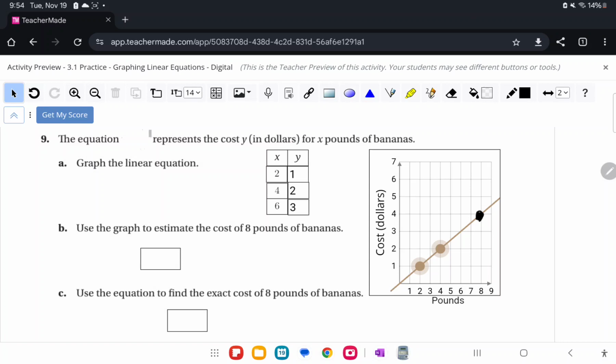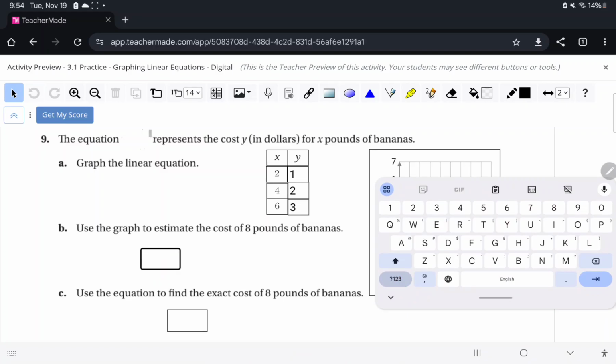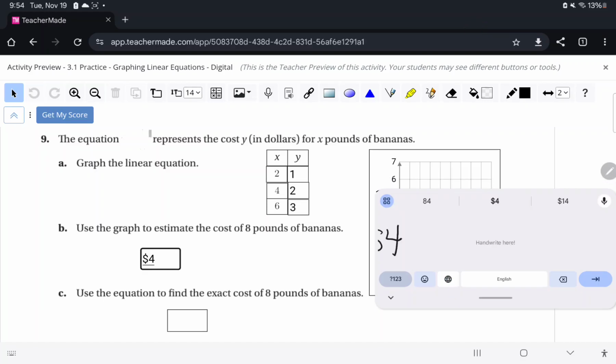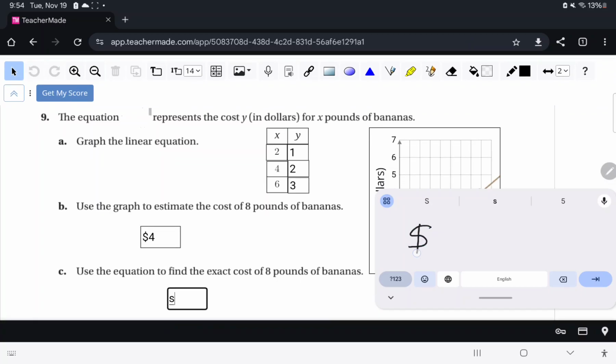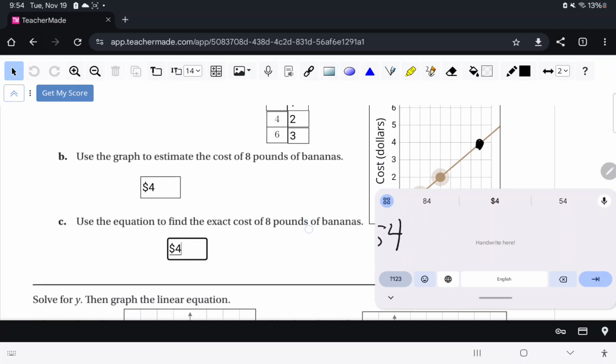So in this box, we're going to put a $ sign with $4. And then same thing down here. In this one, we're going to put a $ sign with $4 like that. Okay, good job. Way to go.